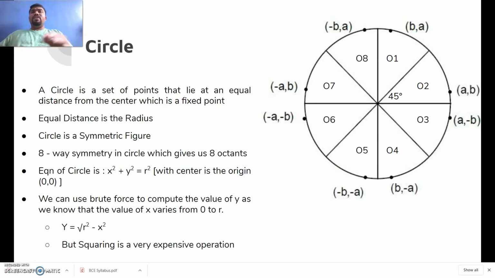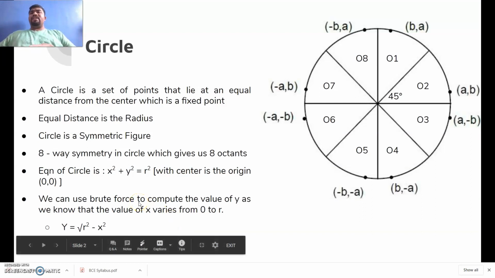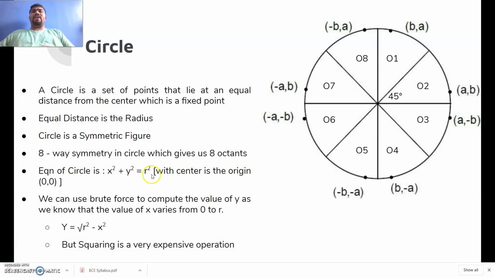Now, we could have done it the other way around as well, right? How we could have done it is that we have the equation of the circle, which is x squared plus y squared equal to r squared. This is the equation of the circle when the center of the circle is at the origin of the coordinate system, right? That means the center of the circle is lying where?